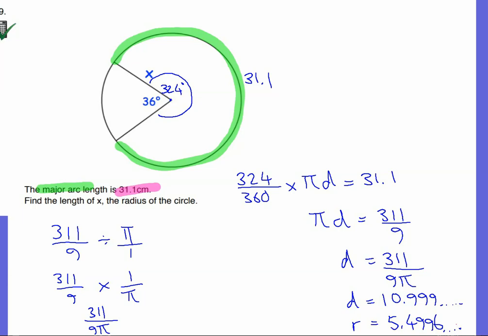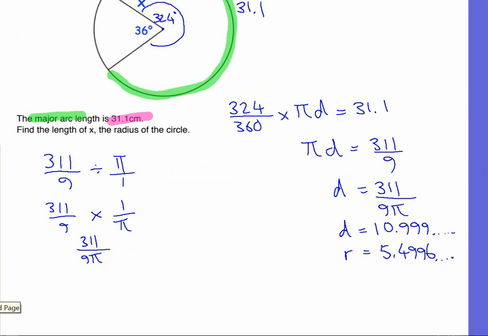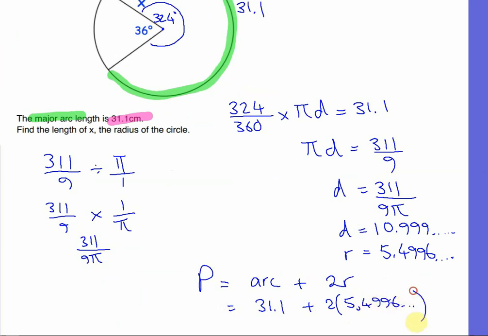Let's find the perimeter. That's what I wanted to do before. I didn't dare change it after how embarrassing it was last time. So the perimeter is equal to the arc length plus 2 radii. So it's 31.1 plus 2 lots of 5.4996. So I'm just going to times by 2 plus 31.1, and the perimeter for this one would be 42.1 centimeters to 3 significant figures.